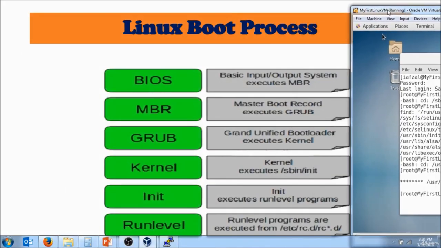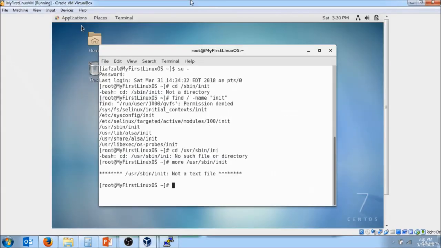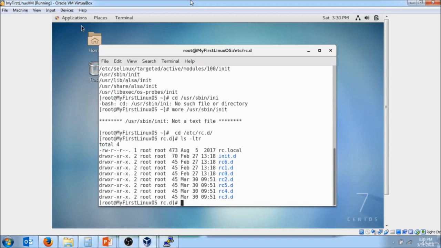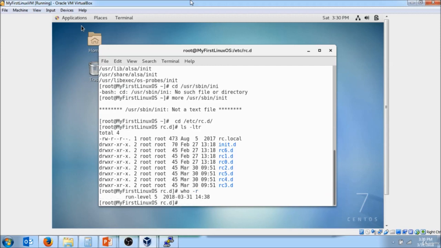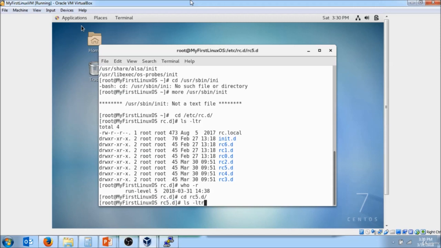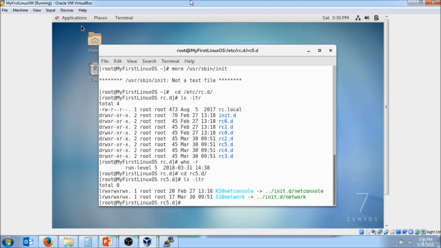Then you have the other run programs. We could go to /etc/rc.d, and here you see all the run levels. If you want to start your computer in run level 5, let's see which run level we are in. who -r shows we are in run level 5, so we'll go into rc5.d, and here it's telling it to start the console, which is the GUI, and start the network. This is exactly what run level 5 is, and that's how your computer is started.